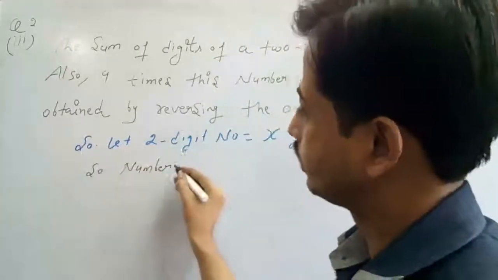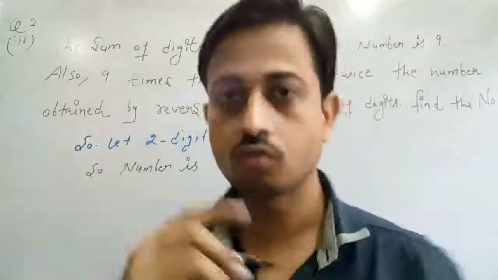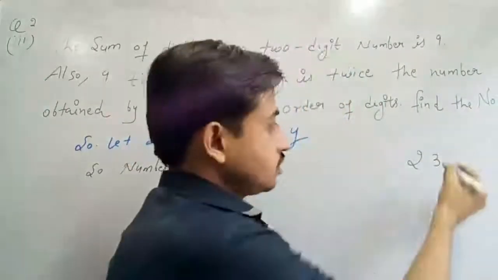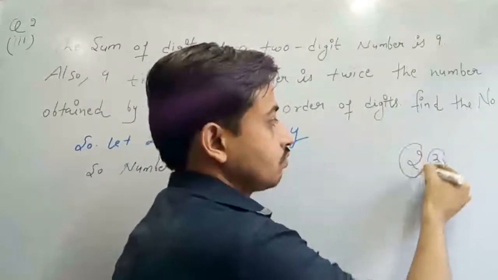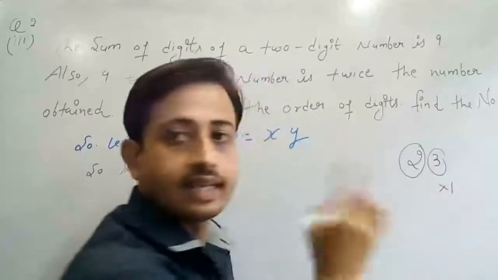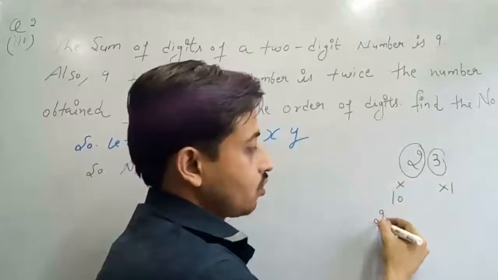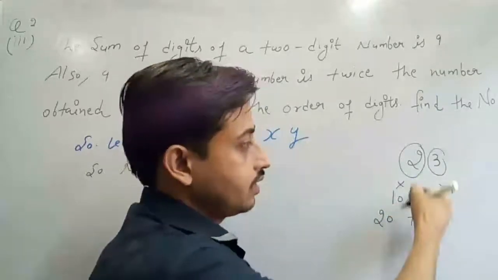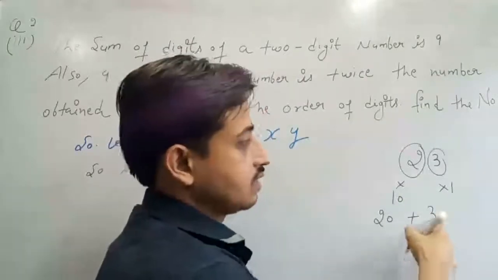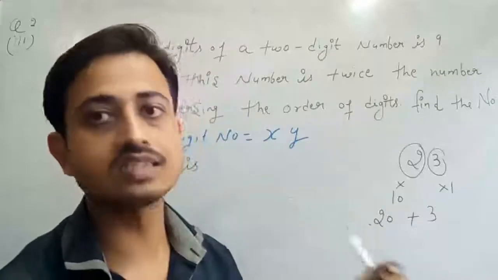We know how we write a number. Please look first. If our number is 23, this is your ones place and this is your tens place. The ones place digit is multiplied with 1 and the tens place digit is multiplied with 10. So 10 into 2 we get 20, plus 1 into 3 we get 3. So 20 plus 3 we get 23. This is how we can write the number in expanded form.